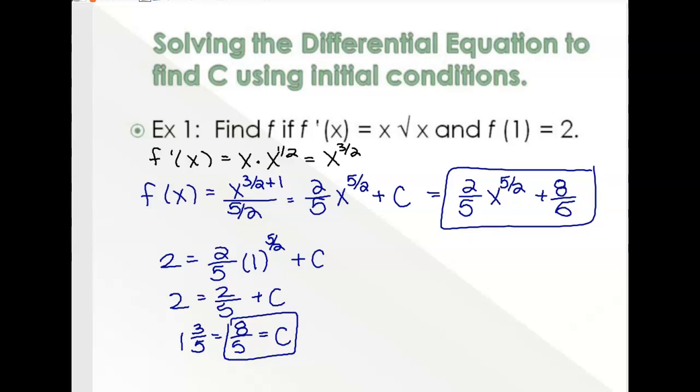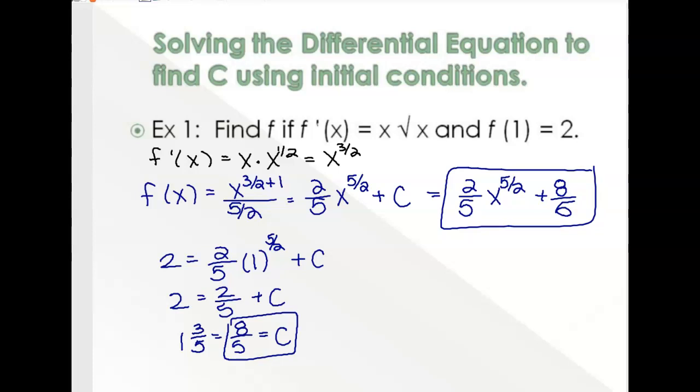And then we're going to solve for c. So we have 2 equals 2/5 plus c. So we subtract 2/5 from both sides, and we get 1 3/5, or you could say 8/5, is equal to c.